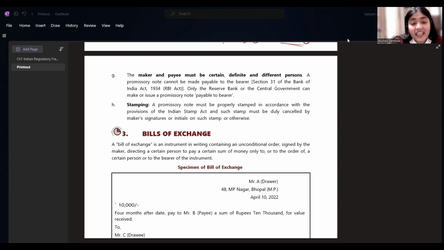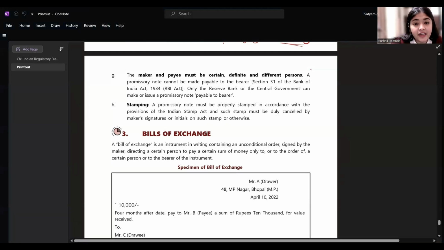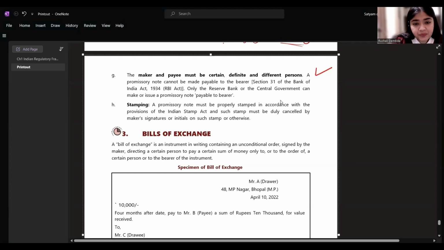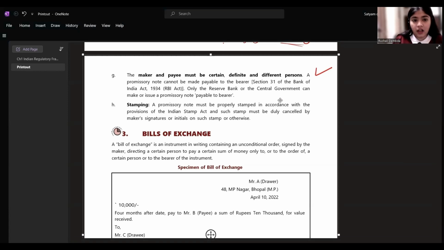The maker and payee must be certain and definite persons, right? A promissory note cannot be made payable to the bearer. That means a promissory note cannot be made payable to a bearer person. It has to be a definite and certain person. Section 31 of the Reserve Bank of India Act 1934 says that only the Reserve Bank or the central government can make or issue a promissory note payable to bearer. Only they can make the promissory note payable to a bearer. Other than them, no one can.